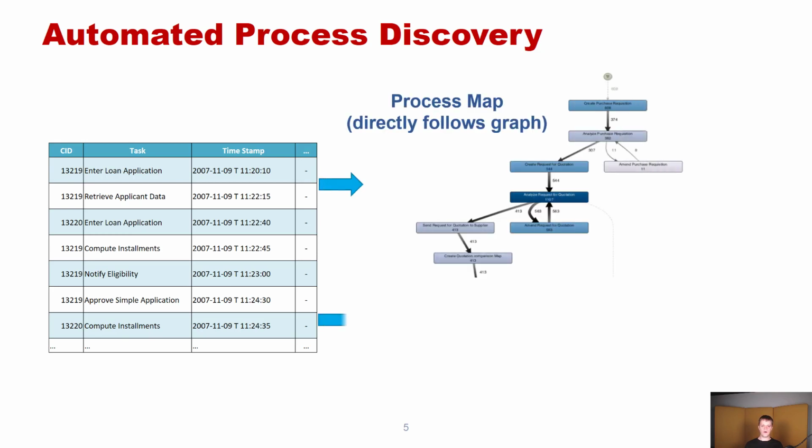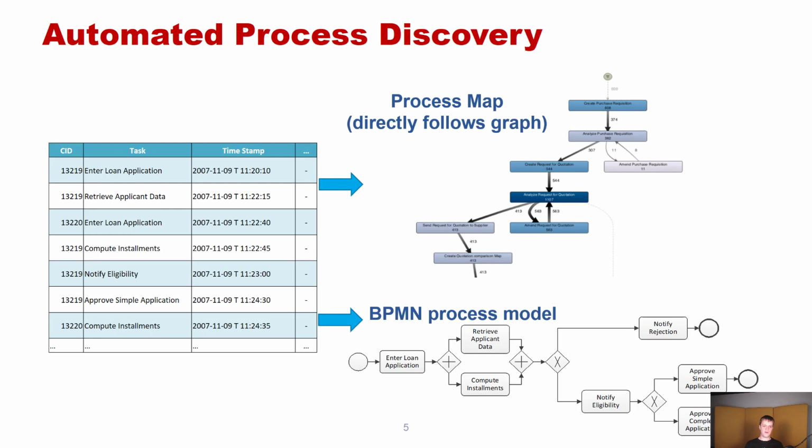But to begin with, let's remind ourselves how automated process discovery works. At the beginning, we have an event log, and based on that event log, we can get either a process map or a PPMN process model. We have already looked at the process map before. However, I'm going to give you a short overview of how the process map actually works, how it is built, and from that, I'm also going to motivate why we need the PPMN process models as well.